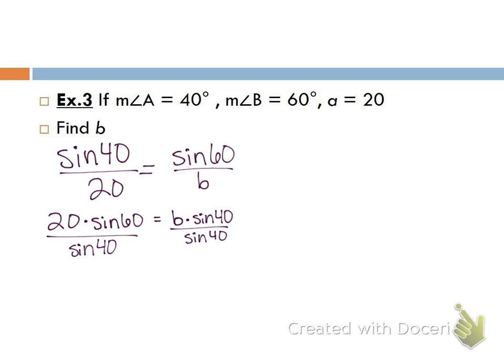That could all go into your calculator. 20 times the sine of 60 degrees. Divide that by the sine of 40 degrees. If we round to the nearest tenth, what did we get for side B? 26.9. Need more time on this one?